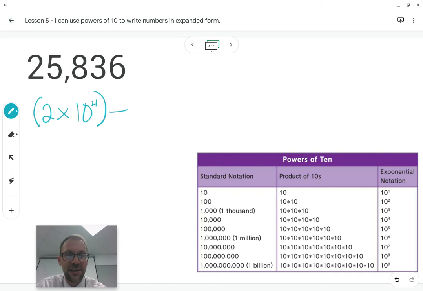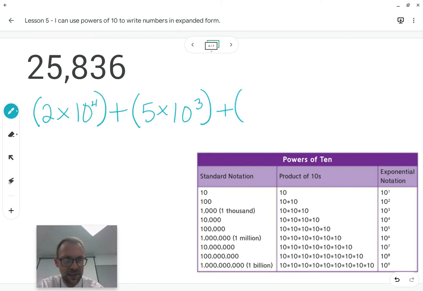And I'm going to add to that, let's see, a 5 in the 1,000 spot. So 1,000 here is 10 times 10 times 10. That's 10 to the 3rd power. So I'm going to add to that 5 times 10 to the 3rd power. And I'm going to add to that 800. So 8, let's see here, 100 is 10 times 10, and that is 10 squared.